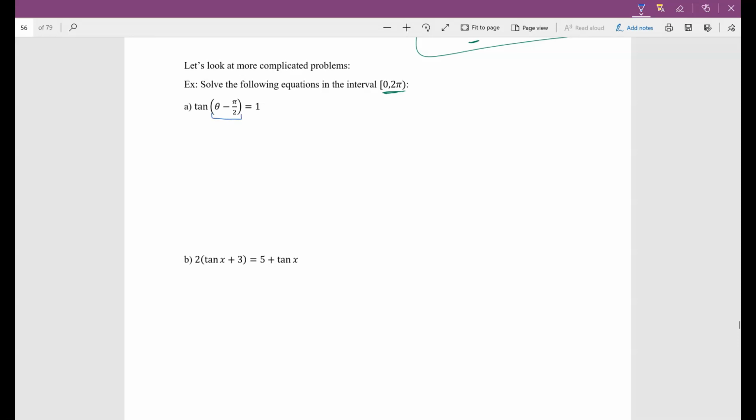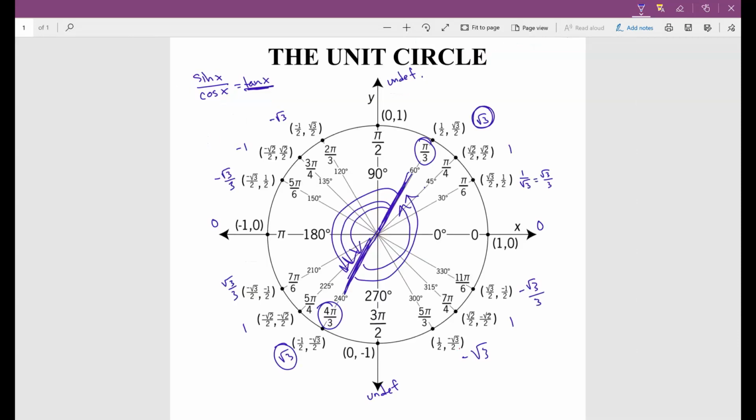We can't quite solve for it yet. You can't add the pi over 2. We need to get rid of this tangent. So the way that we do it is by taking tangent inverse. So this is going to go away. I'm left with theta minus pi over 2 is equal to the tangent inverse of 1. So we've got to think about what are all the angles where I get 1. So let's go to the unit circle. In the unit circle, all of the angles that give me 1, let me erase all of this stuff.